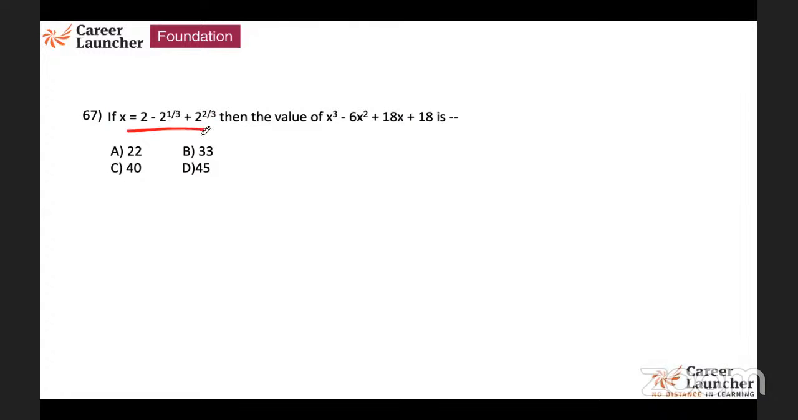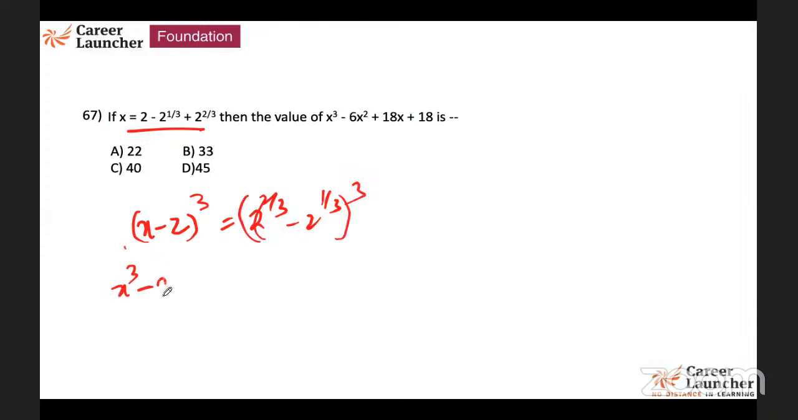This kind of question also comes in once in a while. x minus 2 is equal to 2 to the power 2 by 3 minus 2 to the power 1 by 3. I cube this now on both sides. I'll get x cube minus 8 plus 3 into x into 2, x minus 2.